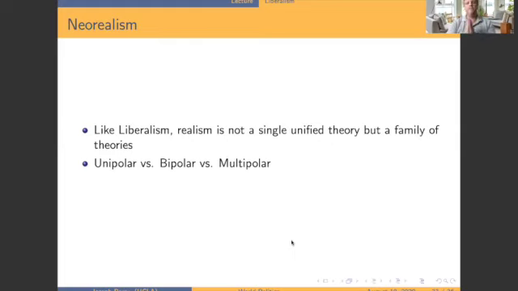Lastly, neorealism is a theoretical argument that explores the relationship of war and peace based on the distribution of power.